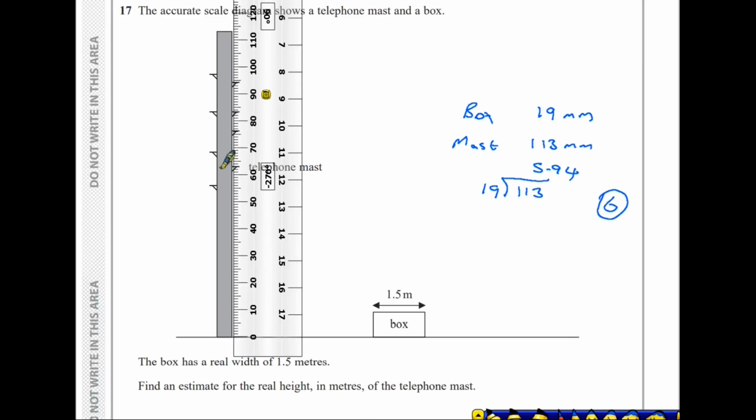That means that the mast is roughly 6 times higher than the width of the box. So if I take the width of the box, which is 1.5 meters, and I multiply that by 6, I'm going to get the answer 9, which is 9 meters.